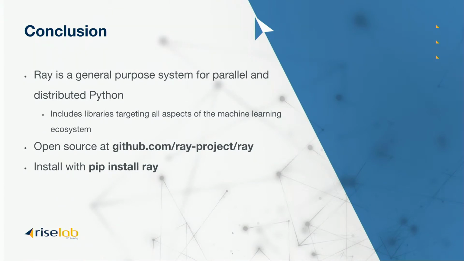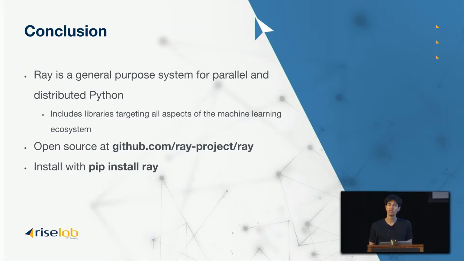So I'll conclude by reiterating that one of the goals of Ray is to provide a unified distributed system that can support all of the different components and interesting computational patterns that appear in machine learning workloads. It's a general purpose system for parallel and distributed Python, and we're developing it as an open source project.